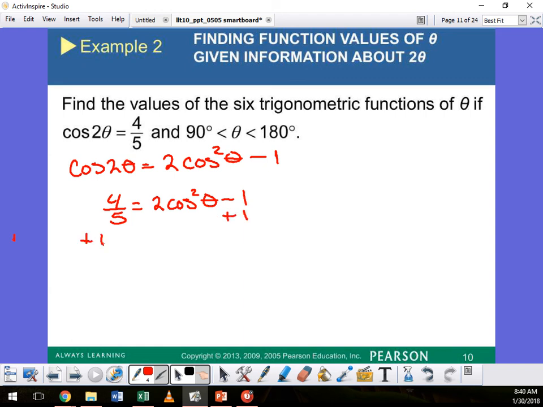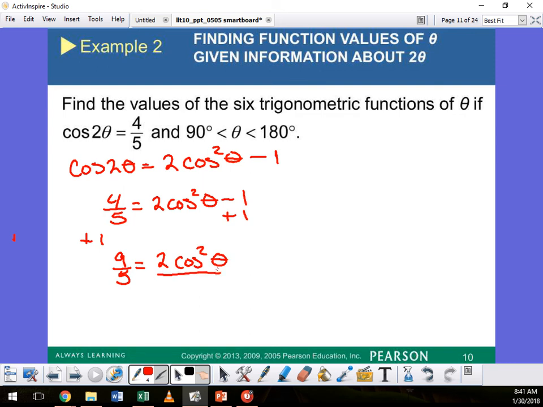So when I'm adding over here on this side, how much am I adding? 5 over 5, right? 5 over 5 because I need a common denominator. So it's 4 over 5 plus 5 over 5 gives me 9 over 5 equals 2 cosine squared theta. Now, what is that 2 doing to my cosine? It's multiplying by 2, right? It's multiplied by 2. So how do I undo a multiplication? I'm going to divide both sides by 2. So go ahead, do that.